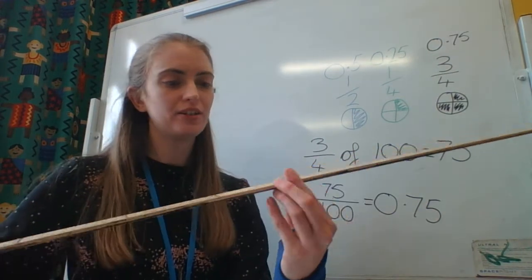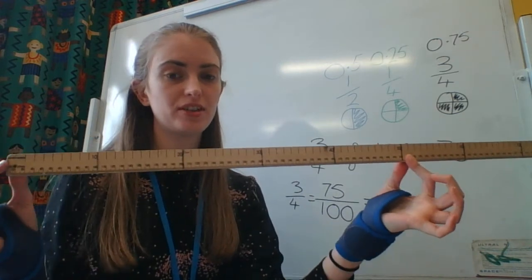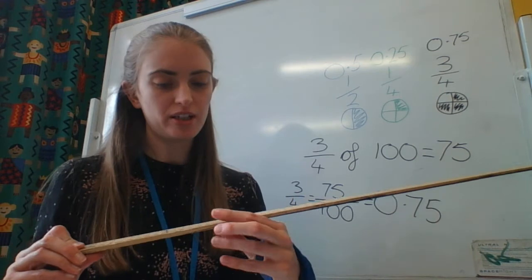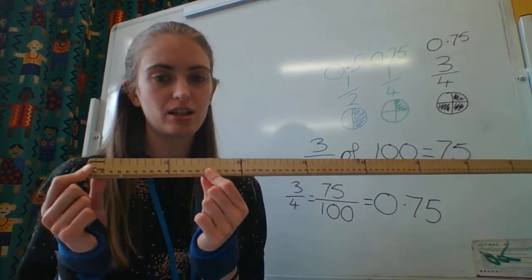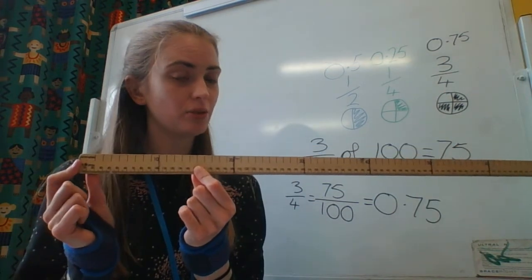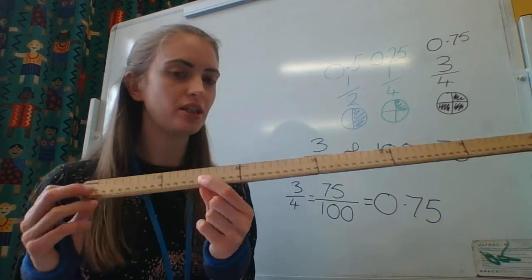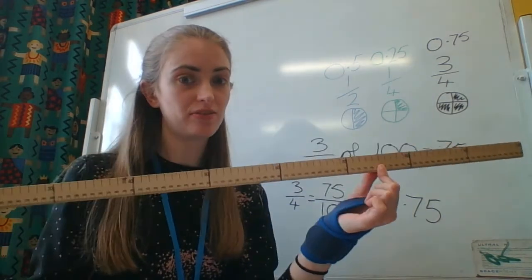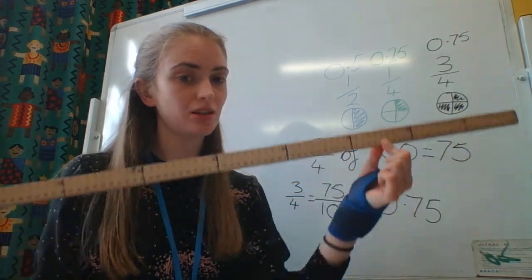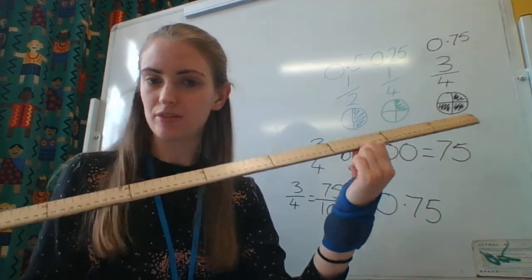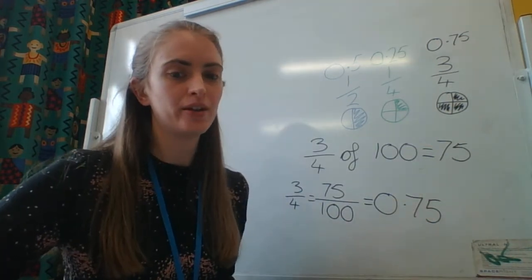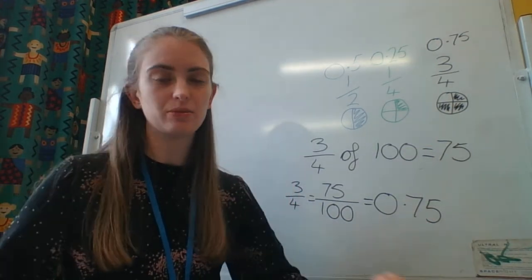So 50 centimetres, 50 out of 100, 0.5 metres. 25 centimetres, 25 out of 100 equal pieces, 0.25 metres. 75 centimetres, 75 out of 100 equal pieces, 0.75 metres. Okay, so it works for all of that as well. Okay, so have a go, and you can always email me if you get stuck.